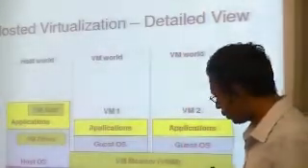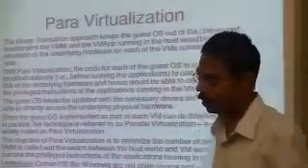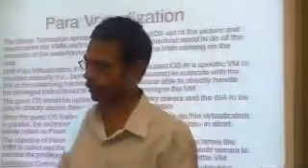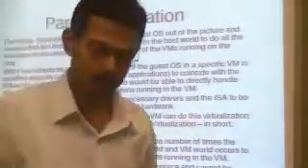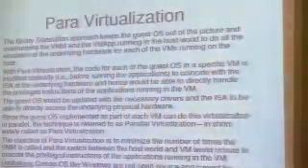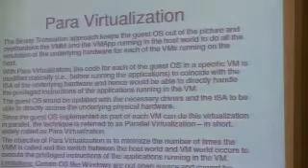Okay, but still it is more at a research stage. It's not yet commercial as much as full virtualization is. But there is one virtualization software that's available to support para-virtualization. Okay, so you have to know some virtualization software names for each category.